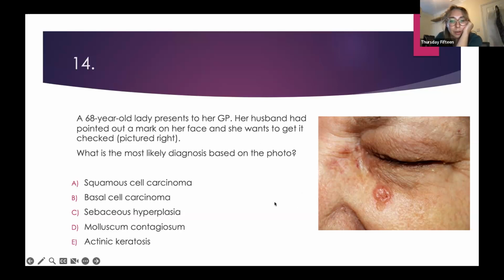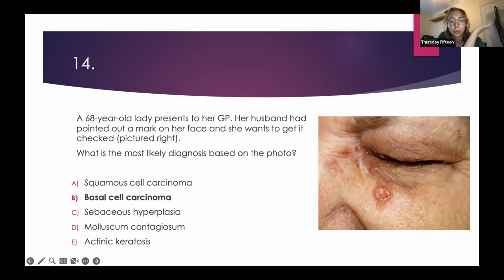Everyone's gone for a BCC, which is right. So A, squamous cell carcinoma. These are classically crusty, nodular, indurated lesions. Sometimes they have a central mass of keratin as well. They can also be described as verrucous, and they can arise in chronic wounds, and also involve your nail bed as well.